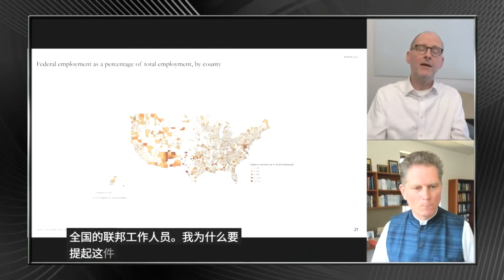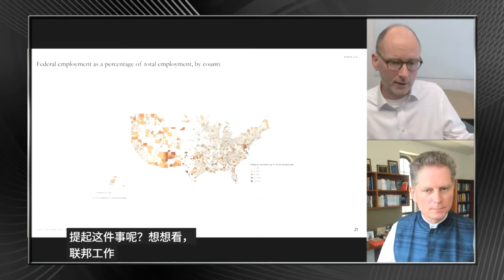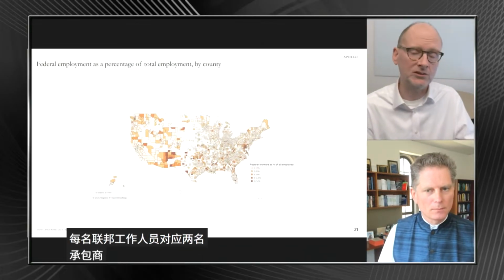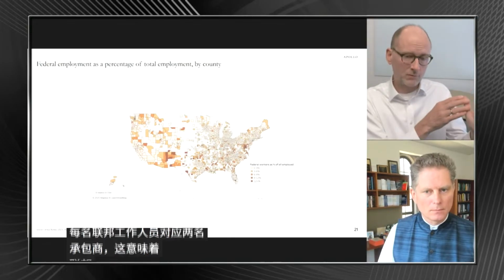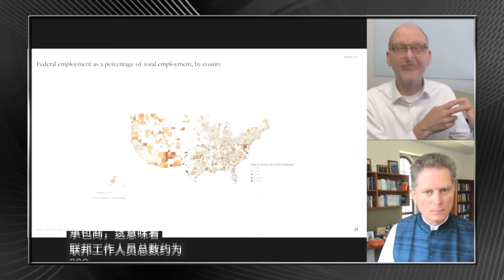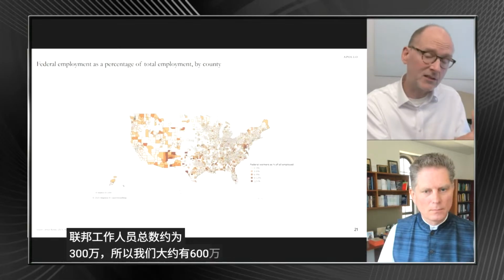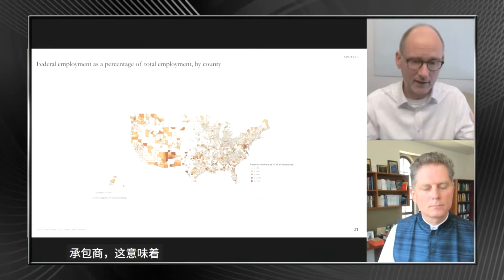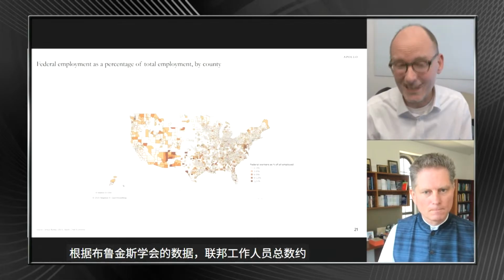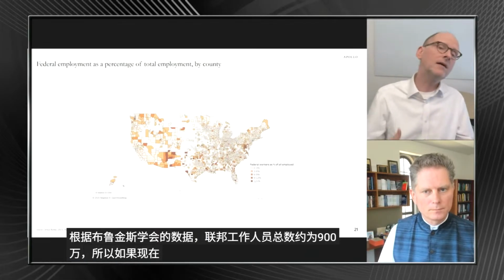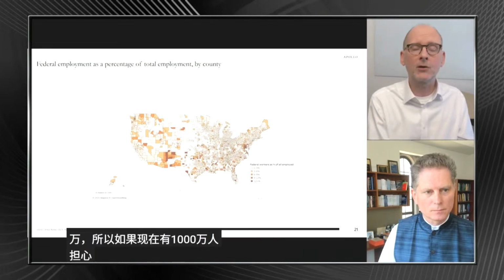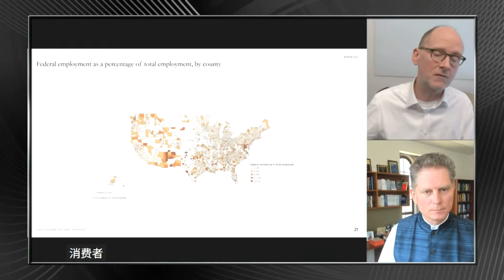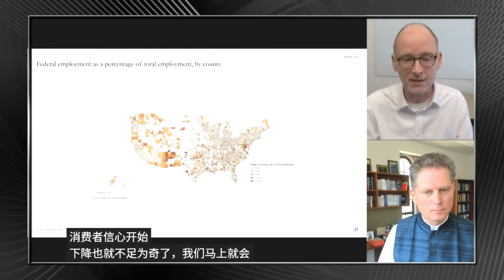And why do I bring this up? Because think about it, for every federal worker there are 2 contractors. The total amount of federal workers is about 3 million, so we have about 6 million contractors. That means that the total amount of federal workers in total, according to Brookings, is about 9-10 million. So if now 10 million people are worried about losing their jobs, then it's maybe not surprising that you begin to see consumer confidence begin to erode, and that's what we'll see in a second.